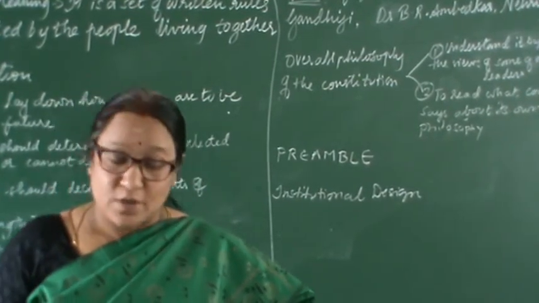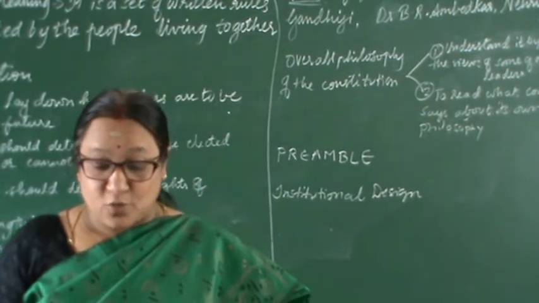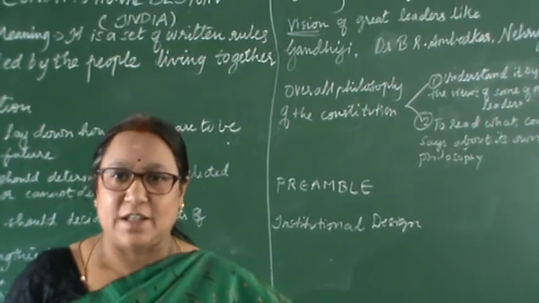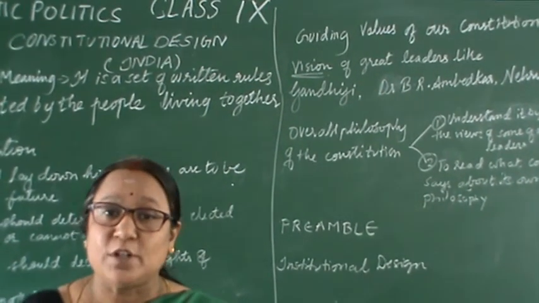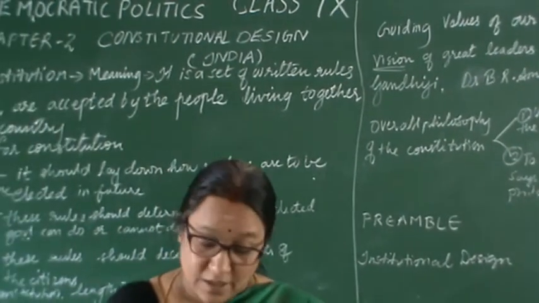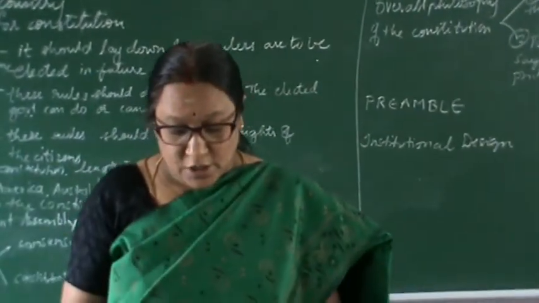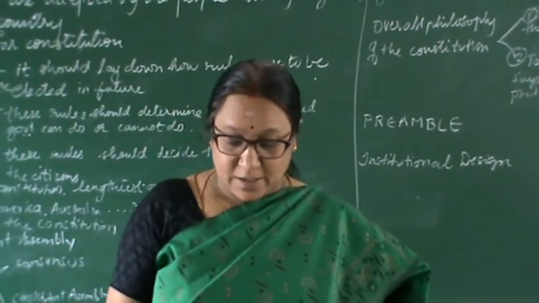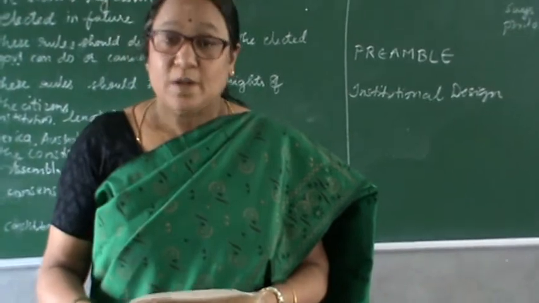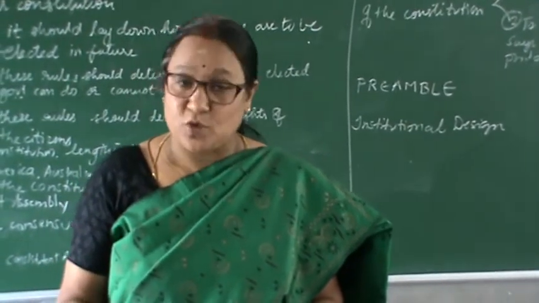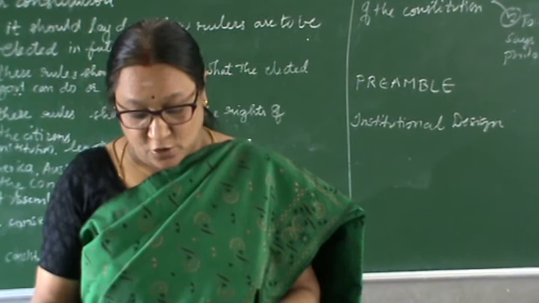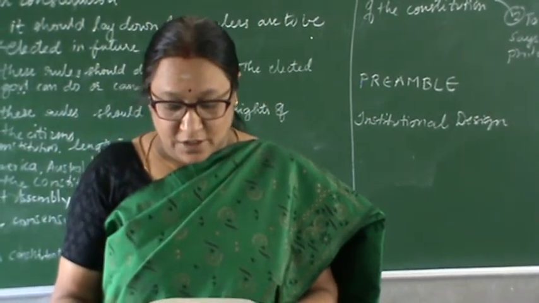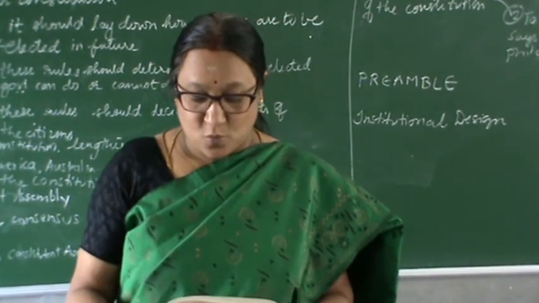What did he say? On the 26th January 1950, we are going to enter a life of contradictions. In politics, we shall have equality. In our preamble, it states we have political, social and economic equality. And in social and economic life, we will have inequality. In politics, we will be recognizing the principle of one man, one vote, and one vote, one value. Now, in our social and economic life, we shall, by reason of our social and economic structure, continue to deny the principle of one man, one value.